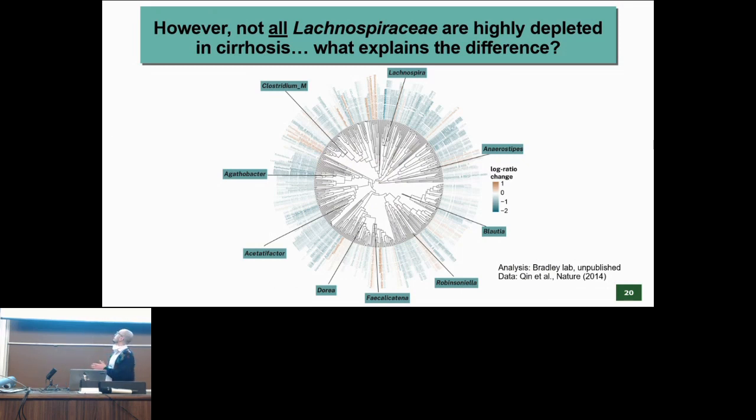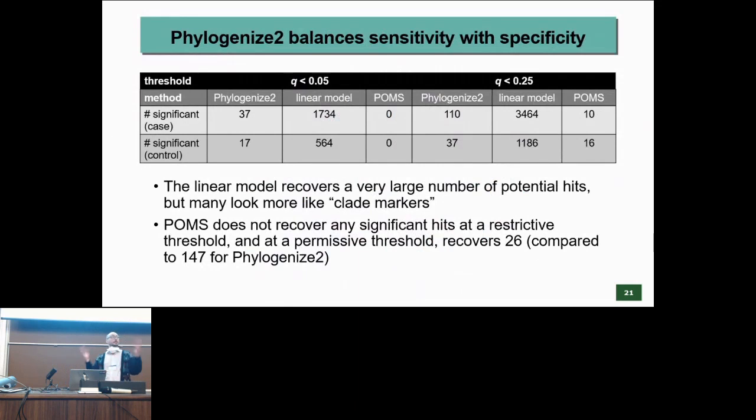We also compared to both a standard non-phylogenetic corrected linear model, as well as another tool that's recently been published. I don't have time to get into how that works. But what we found is that we recovered several significantly associated genes. In this case, we recovered like 37 positively associated, so associated with the case.